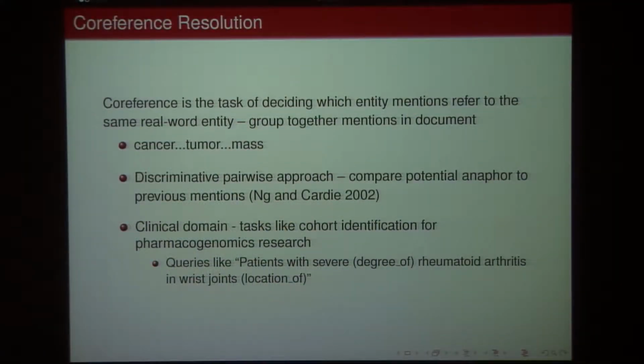Let me just give you a quick background on the task if you're not familiar with it. We basically want to decide which entity mentions in a document refer to the same real-world entity, and then group together all the mentions that refer to the same entity. For example, in a pathology note, in one sentence they might use the word cancer, and in the next sentence the word tumor, and then they might refer to it as a mass later on. Each mention gives maybe a little more information about the details of this disorder. You need to know that a cancer and a tumor are the same thing, and the tumor and the mass are the same thing, and then you can collate all this information from the different mentions together to get a unified picture of what the disease looks like.